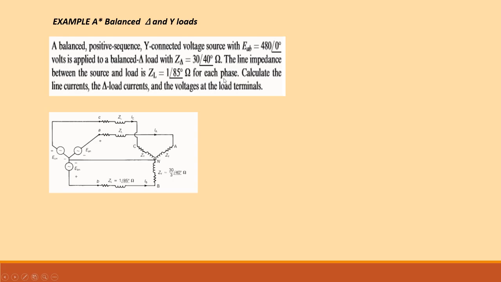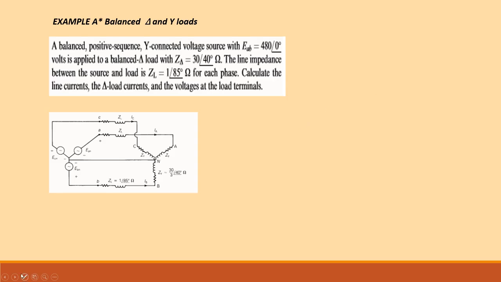The source and the load are connected by a line with an impedance of 1 ohm and an angle of 85 degrees. The requirements of the problem: the first one is to find the line currents, the second requirement is to find the delta load currents, and the third requirement is to find the voltages at the terminals of the load.